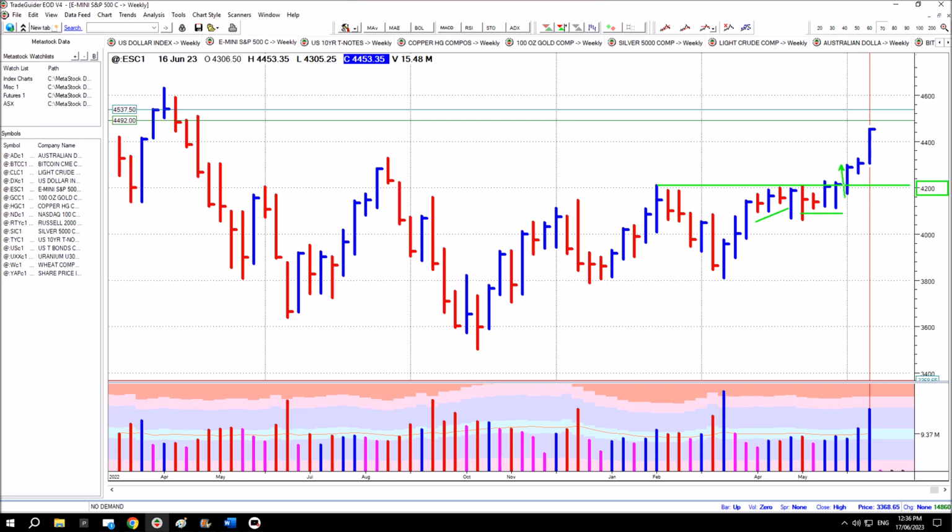Price broke out 3 weeks ago, consolidated for a week, pretty much adjacent to this minor high here, and then prices accelerated higher this week, which is what we expected to happen and was mentioned last week in the video, that price would come up and probably test that 4,400 level.